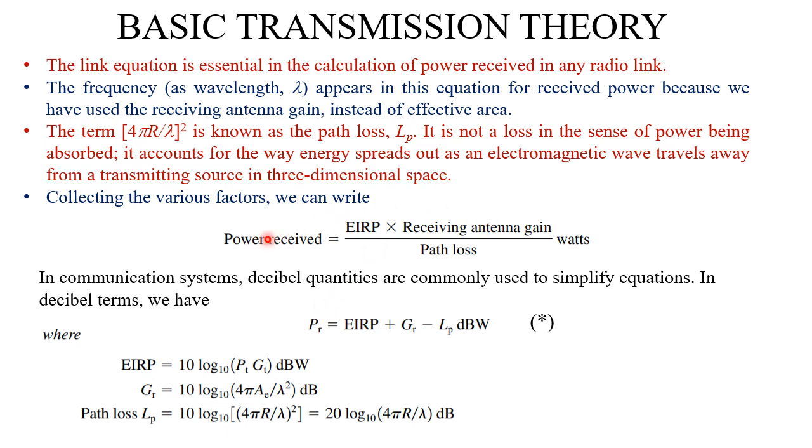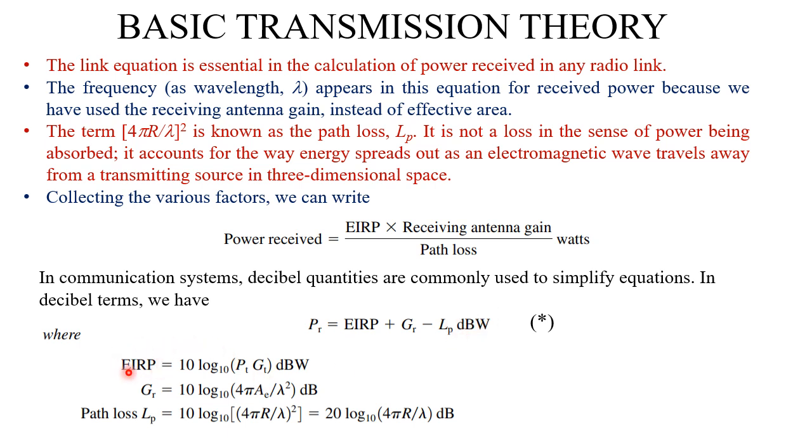So this equation can be written in terms of decibel as PR equal to EIRP plus GR, the receiving antenna gain, it is in the numerator, so plus GR, and path loss LP, it is in the denominator, so there is a negative sign indicating it is a loss. So EIRP plus GR minus LP decibel dBW.